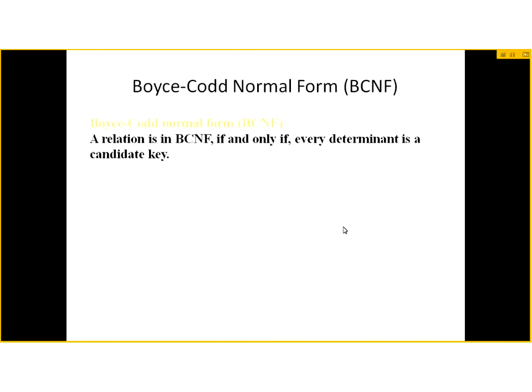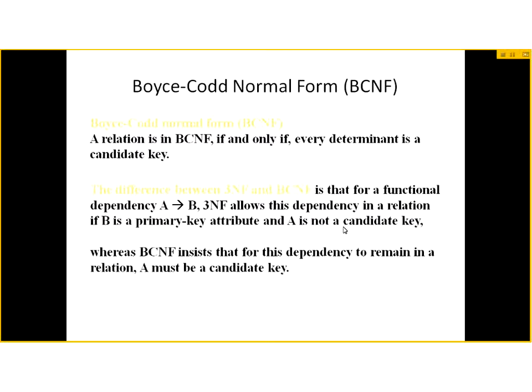Now, Boyce-Codd normal form states that a relation is in BCNF if and only if every determinant is a candidate key. The difference between 3NF and BCNF is that for a functional dependency from A to B, where A depends on B, 3NF allows this dependency in a relation if B is a primary key attribute. So if you are saying 3NF, it means B is a primary key attribute, so A can depend on B. And also we said that A is not a candidate key.